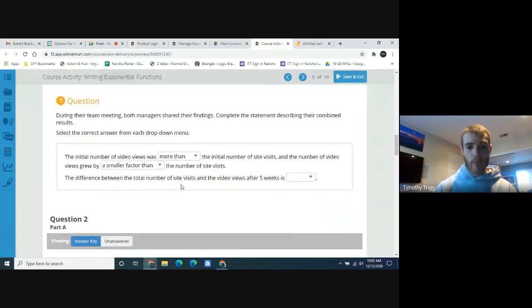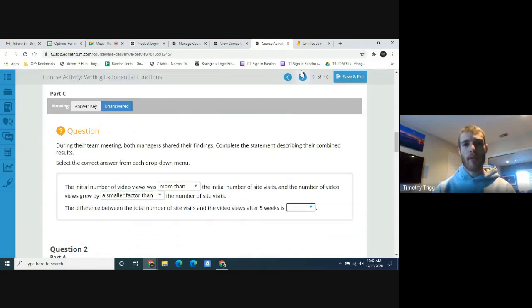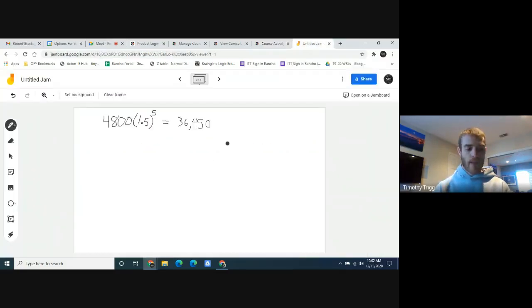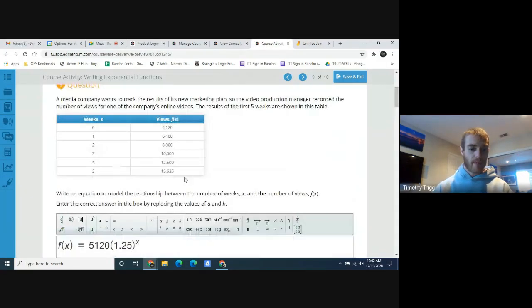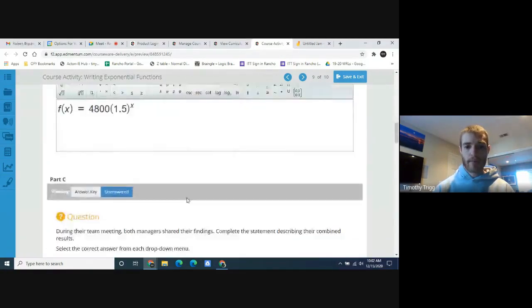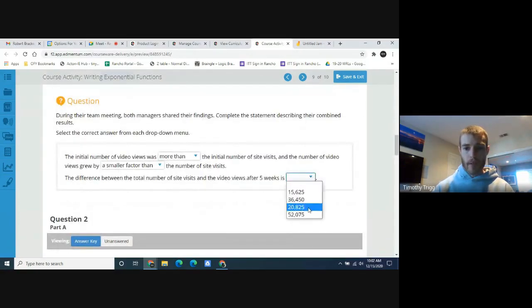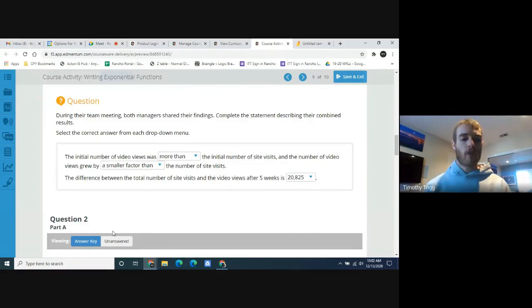The difference between the total number of site visits and the video views 5 weeks is, so what's the difference between them? That means we have to subtract. So this amount, 36,450, minus what it was at 5 weeks here. So minus 15,625. So 20,825. And there we go. All right. So when asked for the difference between two things, you subtract them, difference.